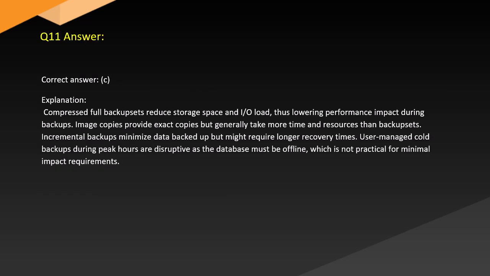Answer. Correct answer: C. Explanation. Compressed full backup sets reduce storage space and I/O load, thus lowering performance impact during backups. Image copies provide exact copies, but generally take more time and resources than backup sets. Incremental backups minimize data backed up but might require longer recovery times. User-managed cold backups during peak hours are disruptive as the database must be offline, which is not practical for minimal impact requirements.